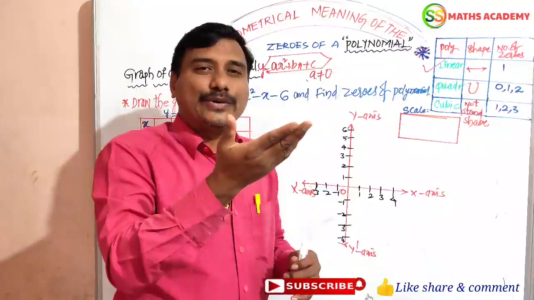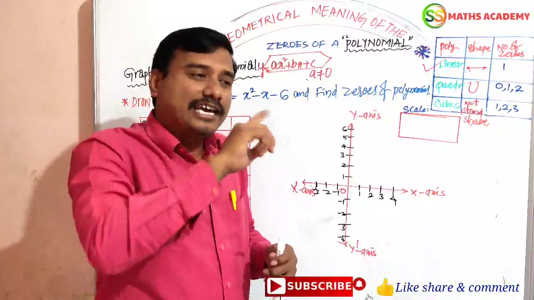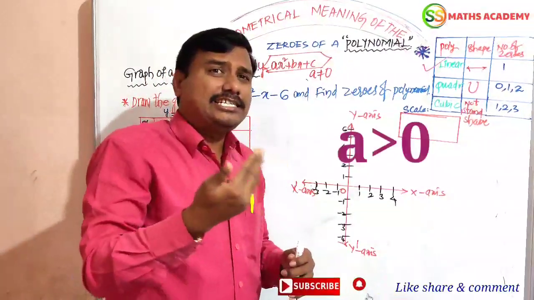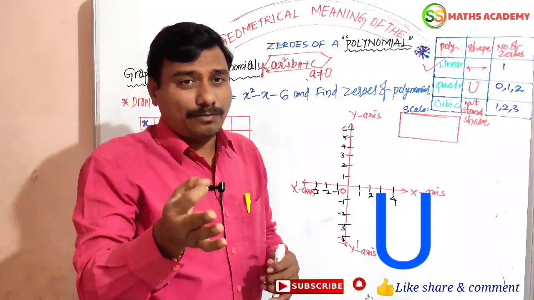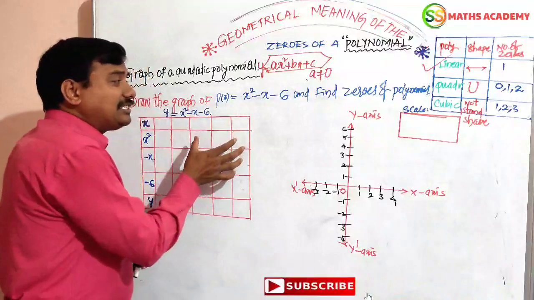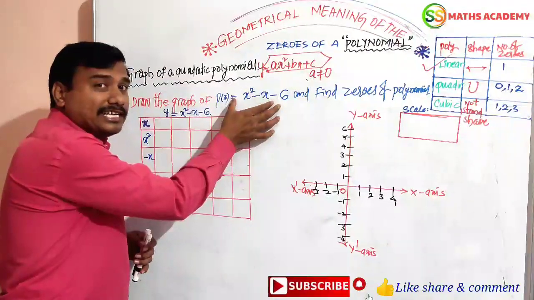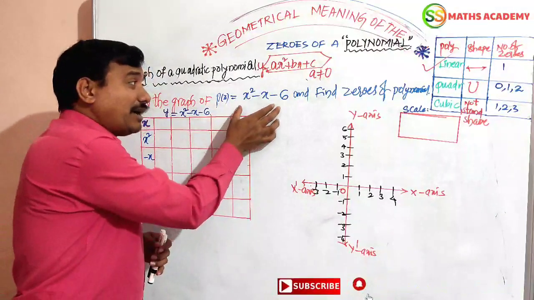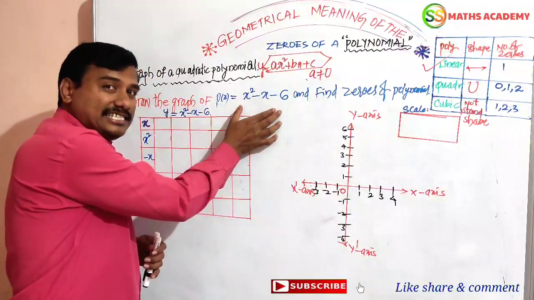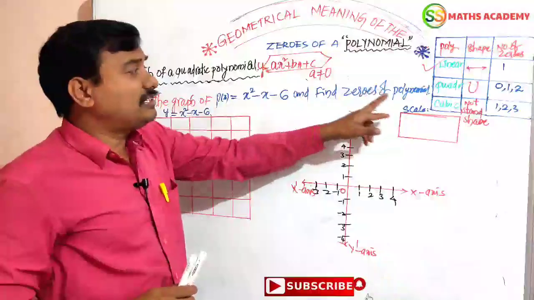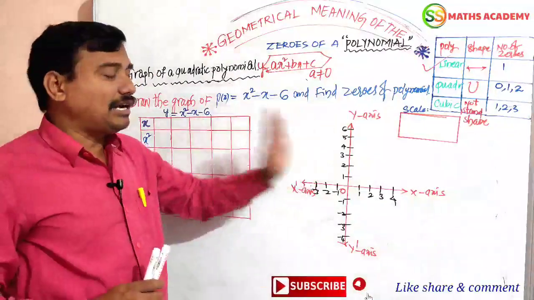If A is greater than 0, the parabola opens upwards. If A is less than 0, the parabola opens downwards. In 3 cases, we have to solve the quadratic polynomial. Now I have taken one question here. x square minus x minus 6 is a quadratic polynomial. We have to find the zeros of this given polynomial graphically.